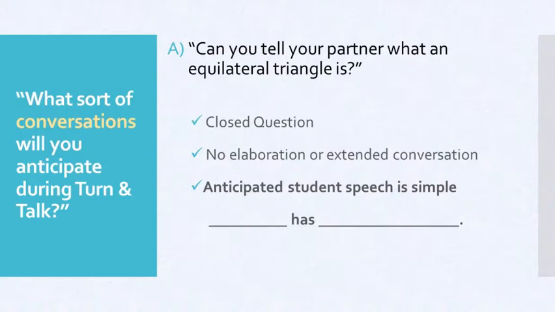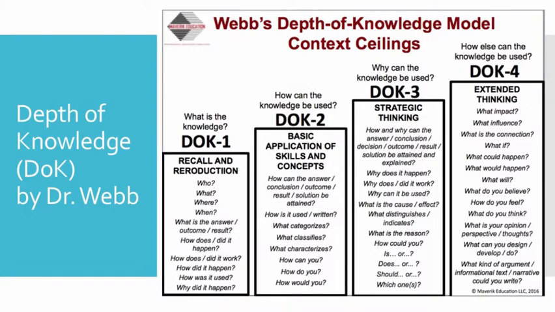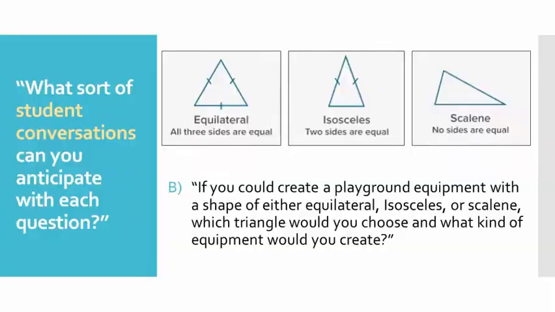And here's the reason why the student's speech is simple. If you're familiar with Depth of Knowledge model by Dr. Webb, this type of teacher prompt is shooting for level 1 thinking task: recall and reproduce. Now, after students reviewed all the properties of 3 triangles, equilateral, isosceles, and scalene, what if a teacher posed a prompt like this for another Turn and Talk activity?